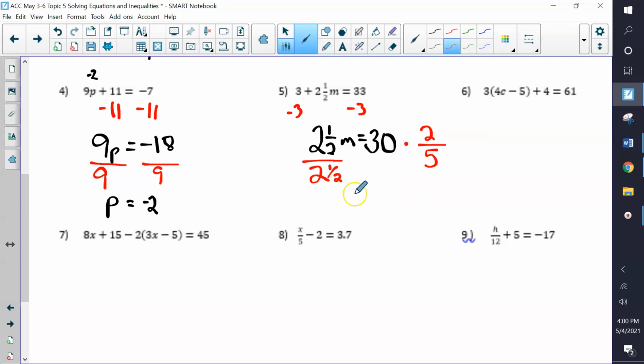And so 60 divided by 5. And our solution is 12 right here. So we can check that. 12 times 2.5 is 30, and 30 plus 3 is 33.